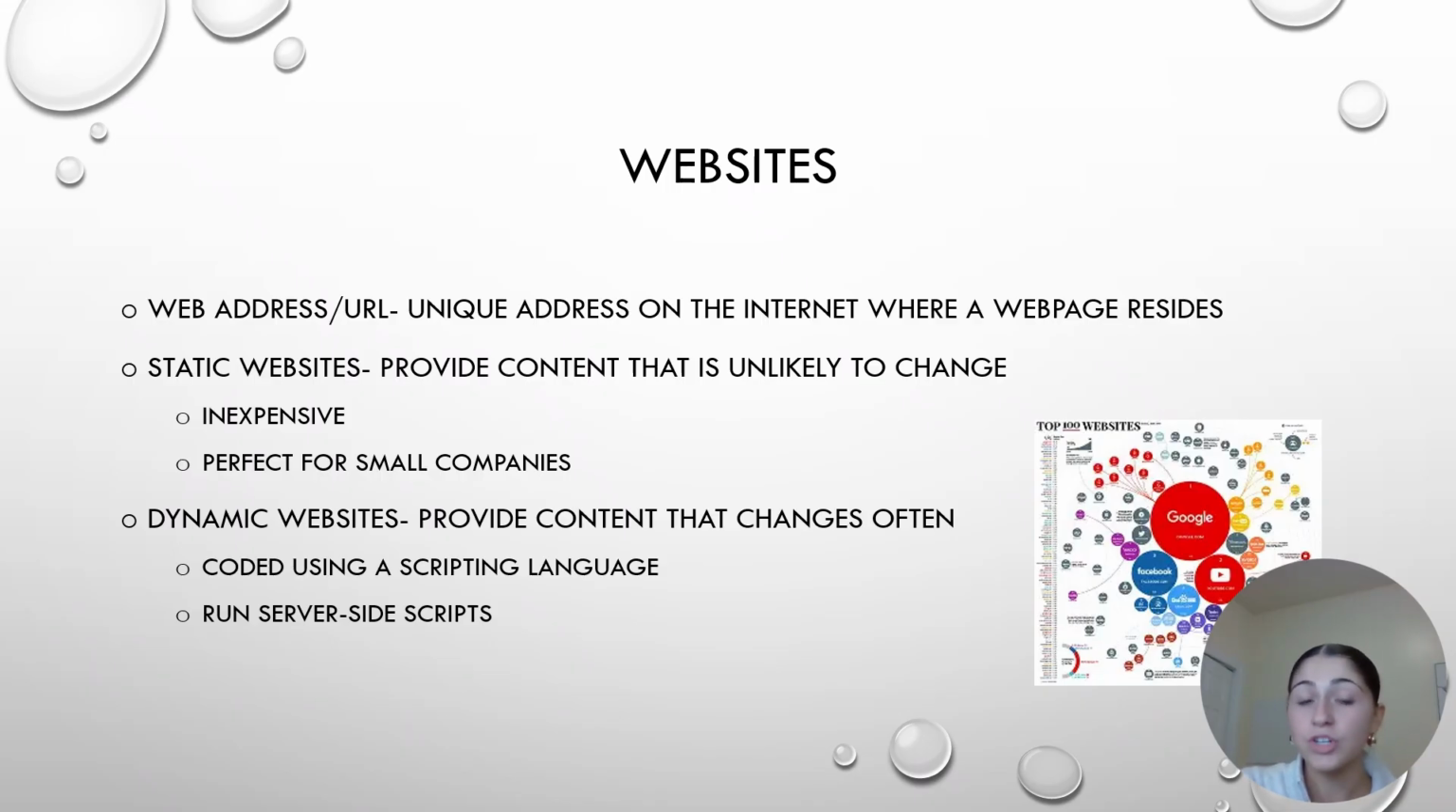First, we have a web address or URL. This is a unique address on the internet where a web page resides. Then we have two types of websites, static websites and dynamic websites. Static websites provide content that is unlikely to change. However, dynamic websites provide content that is going to change. Static websites are inexpensive and perfect for small companies, while dynamic websites are coded using scripted language and run server-side scripts.